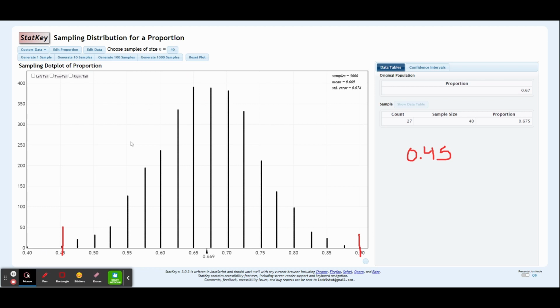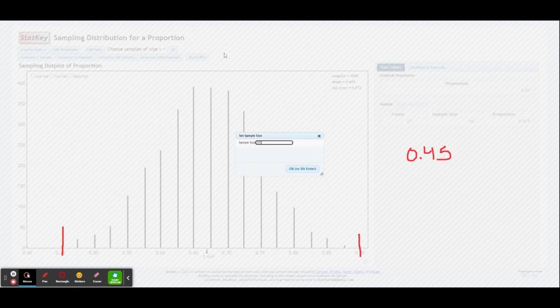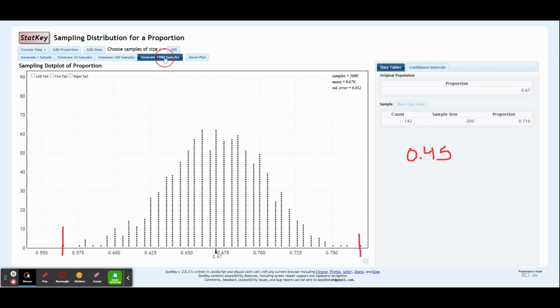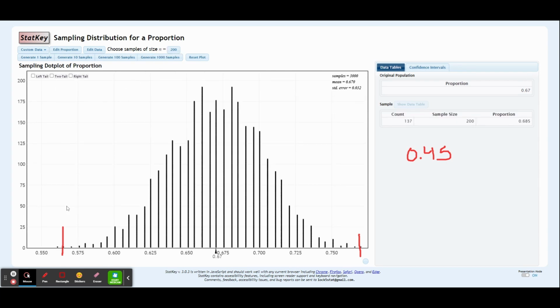So let's change the sample size up here to 200, like we did in the previous video. And let's take several thousand samples again. So let's go up to 3,000. Here, we are getting about, it looks like, 0.56 to about 0.79. So 0.79 minus 0.56, we would get a range of about 0.23. So our range got quite a bit smaller in our sample proportions.